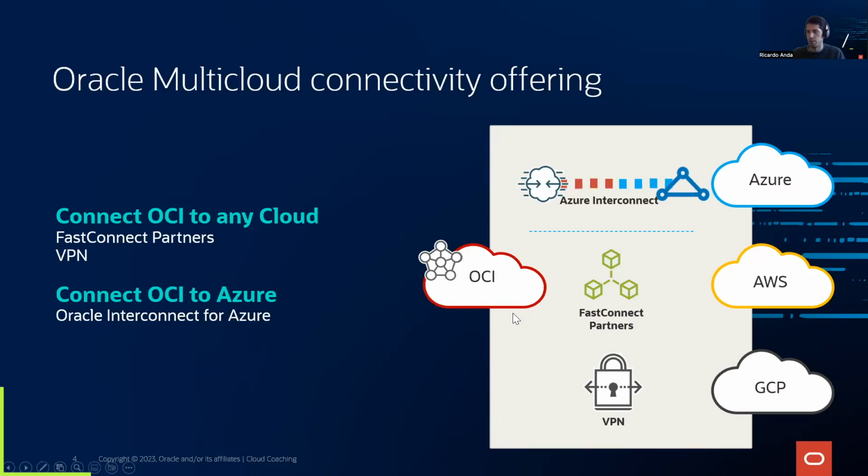It's probably the simplest and fastest way, but at the end it uses the internet underneath. So from a connectivity point of view, this is the traditional offering that we have, FastConnect partners and VPN. And then as I was mentioning with Azure, we have an important partnership. As part of this partnership, we offer the Azure Interconnect, which is a seamless, direct connection between OCI and Azure.